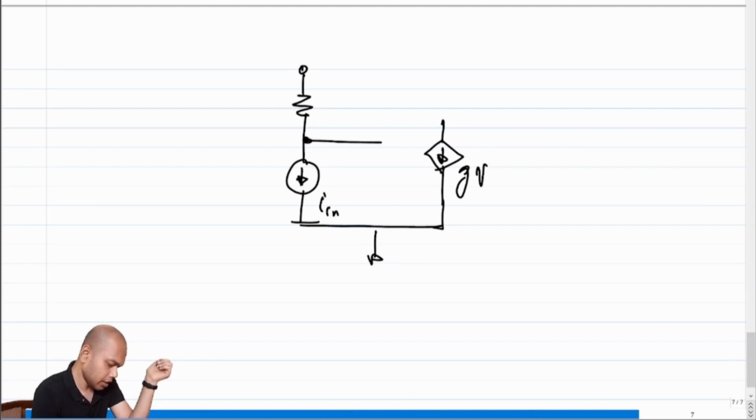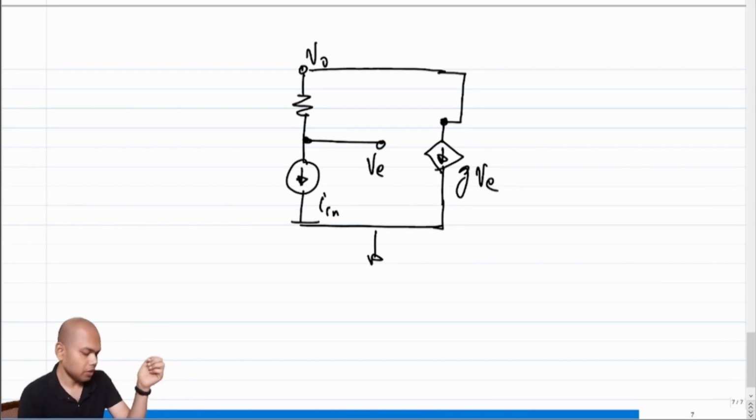So this is G times VE. This is VE, and I need to connect V naught to the top terminal of the voltage control current source, right? Okay.